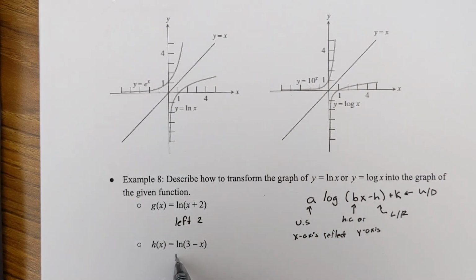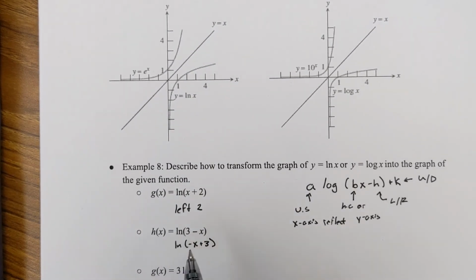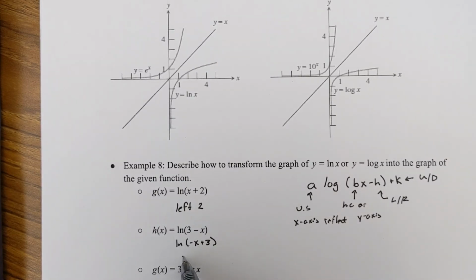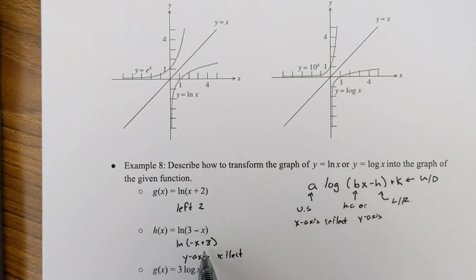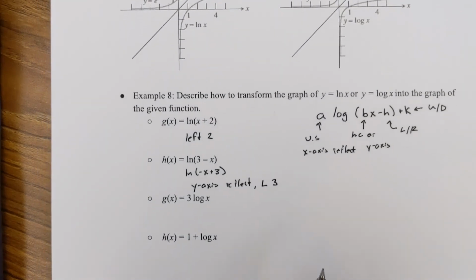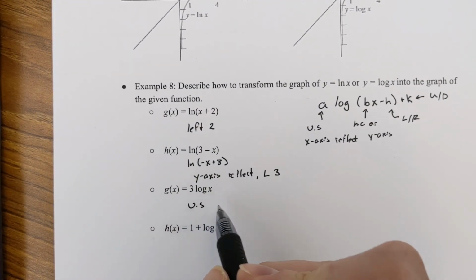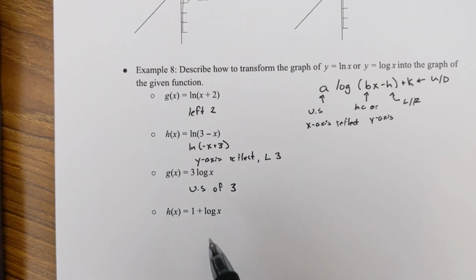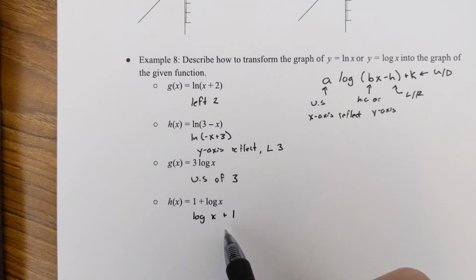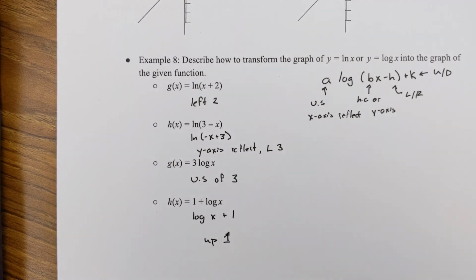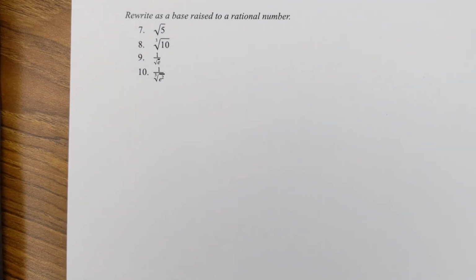This one I actually need to rewrite. This is the same thing as negative x plus 3, because I need my x first. So my b value is negative, so this is going to be a y-axis reflection, and it's going to go left 3, because of that +3. 3 log x, so this is a vertical stretch by 3. And this one is written not how I usually write it. I usually put the +1 at the end, so this one is just up 1 unit, because that's a k value. And that brings us to the end of the section.